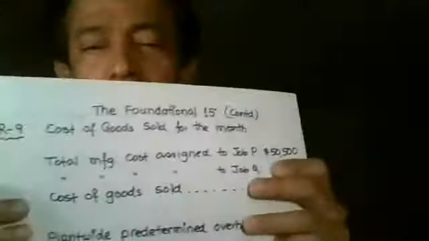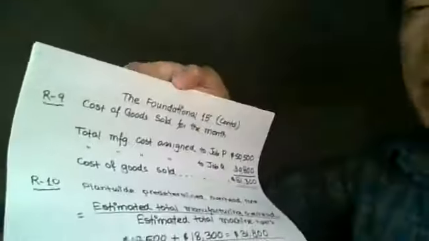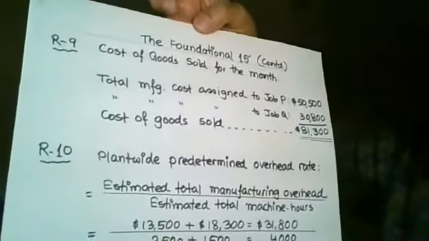Single plant-wide rate is simply add the total overhead cost of the two departments, molding and fabrication, and divide it by the total number of hours of the two departments. The two departments together, the total number of hours was 4,000. So we know the total cost is going to be divided by that 4,000. So let's see what's going on here.